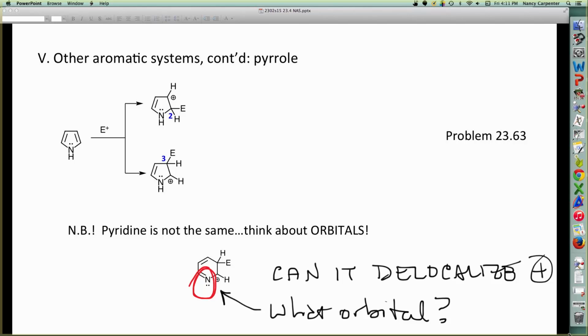And if you go back to hybridization and molecular orbital structures, then you will understand that that is an sp2 hybridized orbital that's containing the lone pair. And because it is 90 degrees opposite that p orbital that is the empty positive charge, no delocalization by that lone pair to be had.